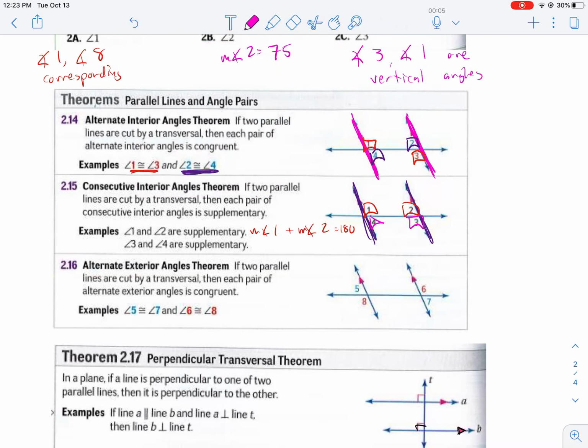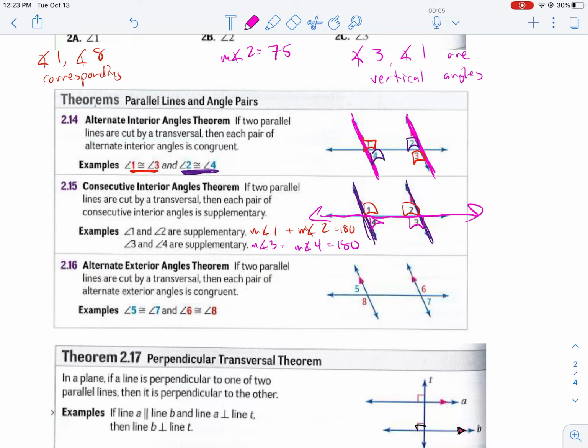And the measure of angle 3 plus the measure of angle 4 is equal to 180. Okay? So again, they fall on the same side of that transversal, right? 1 and 2 are on the same side, but they are in between. So they're in the interior of those two lines.